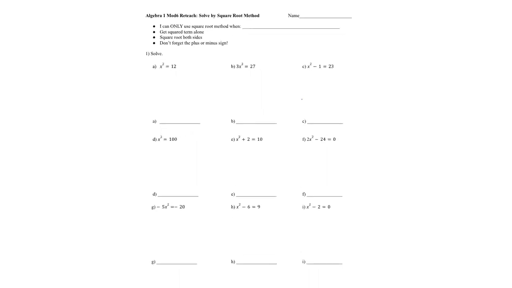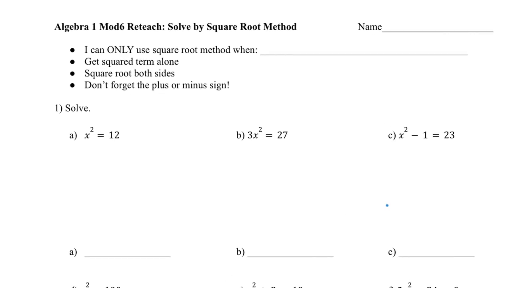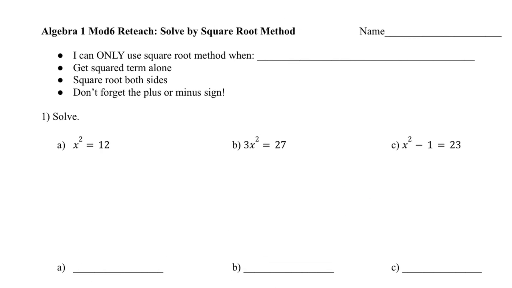I'm going to zoom in to focus on the top half. We're going to do these first three problems together. And the first statement here says, I can only use the square root method when there is no x term. See how we have an x squared, no x term. This one has an x squared term, but no x term. This one has an x squared term, no x term. That's what we have to have.